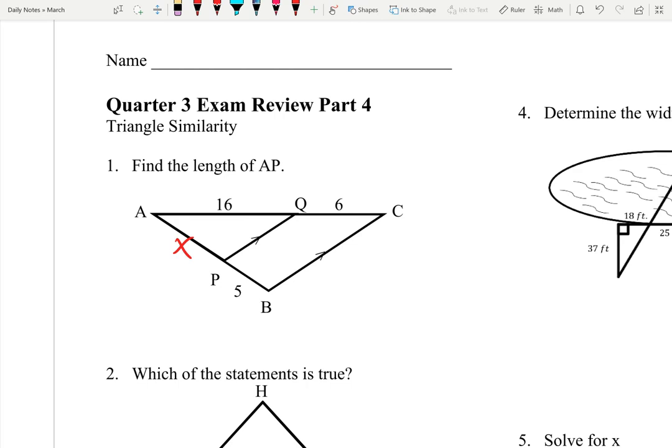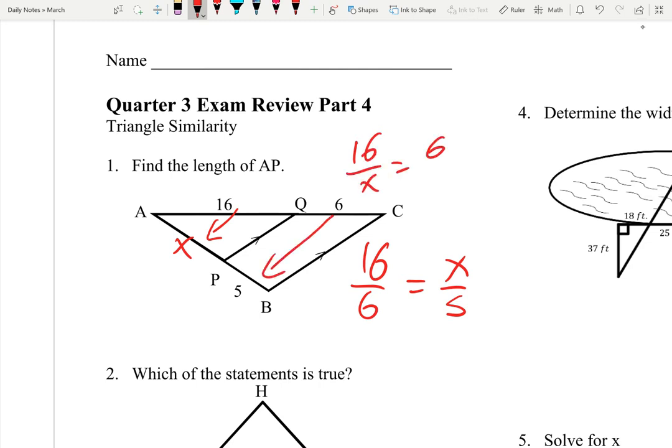So as far as proportions go, there's many ways you could set this up as long as you have corresponding pieces together. So for example, we can say 16 to 6, which is 16 over 6, as x to 5, as x equals 5. That would work. That would be fine. Other ways you could set it up, it doesn't have to just be that one. You could say 16 to the x, so 16 over x, as the 6 over 5.